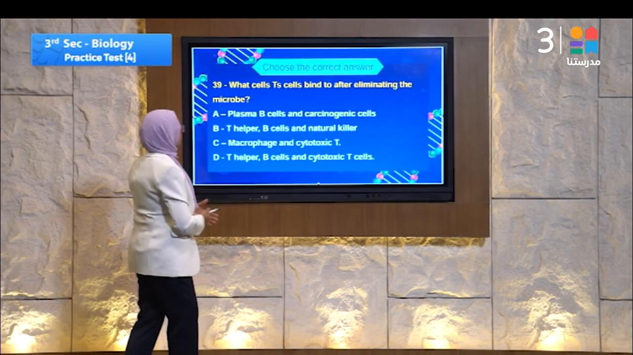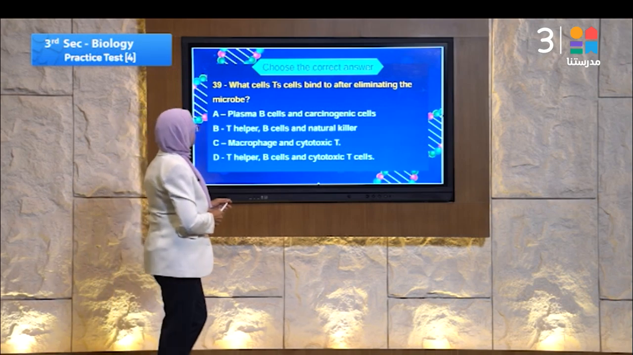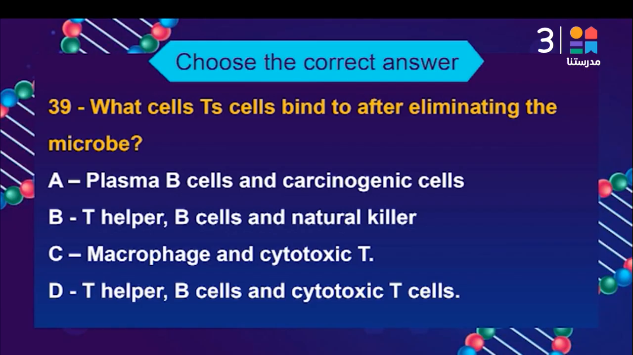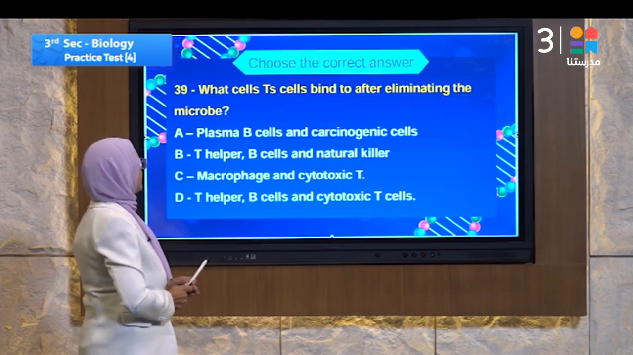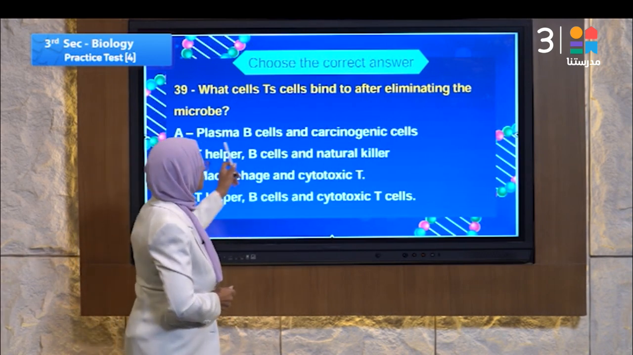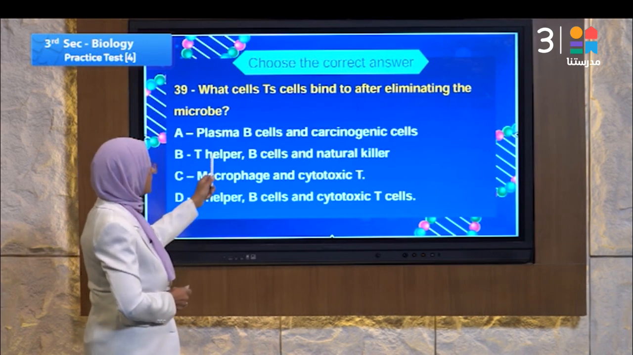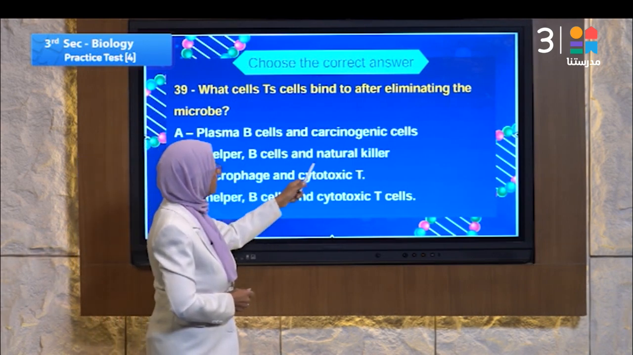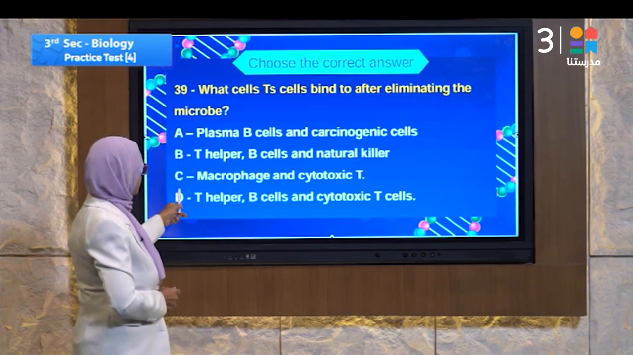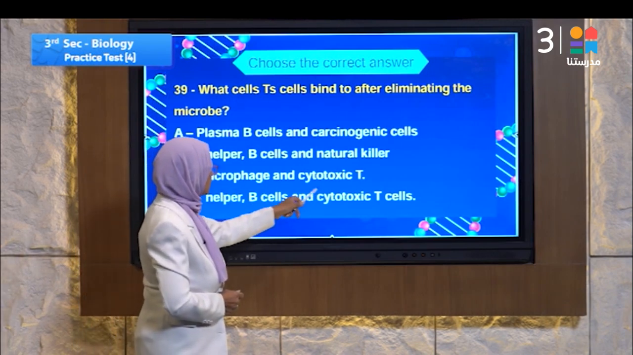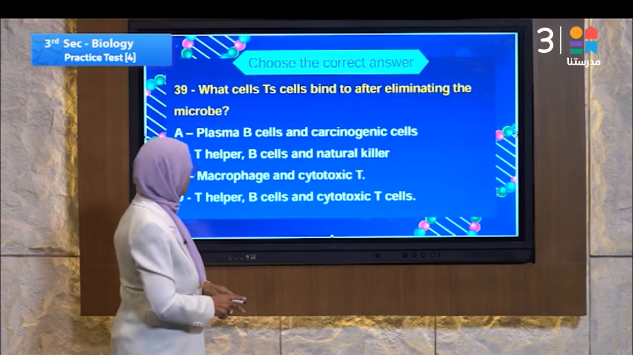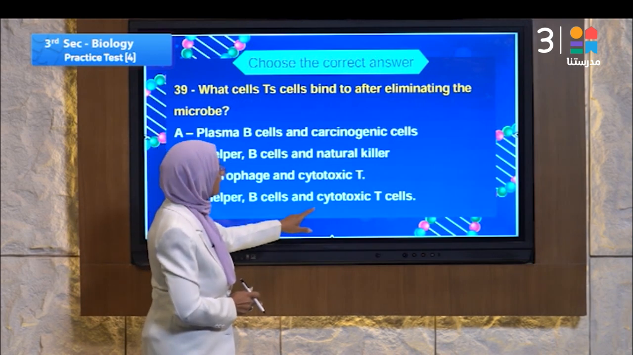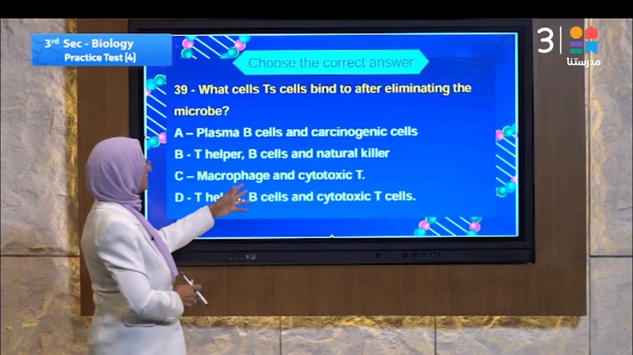Let's go to question number 39. What cells do TS cells bind to after eliminating the microbe? Let's read the choices. Number A, plasma B cells and carcinogenic cells. Number B, T helper cell, B cells and natural killer. Number C, macrophage and cytotoxic T cell. D, T helper cell and B cells and cytotoxic T cells.